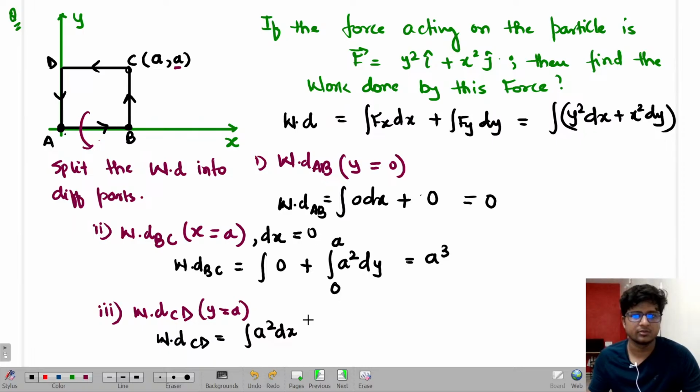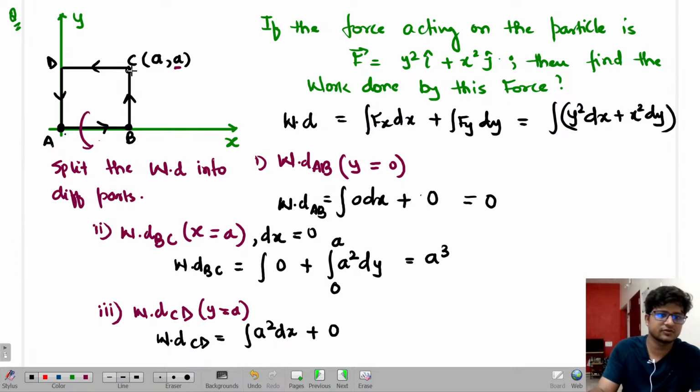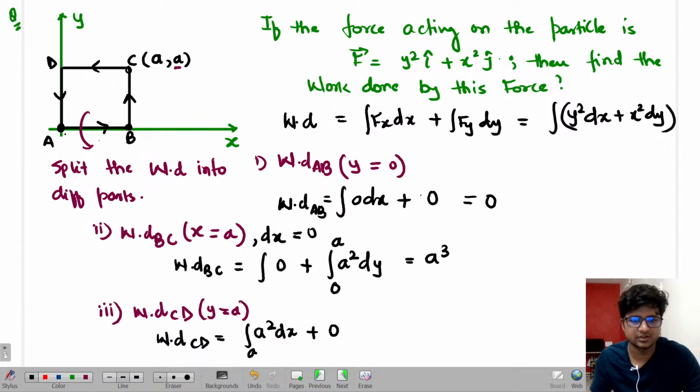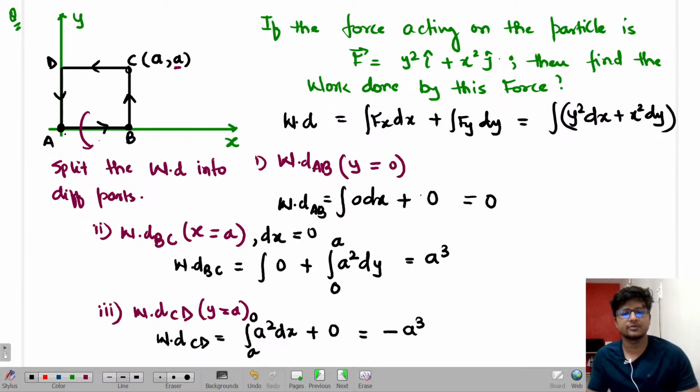But the y component is not 0. And the second component will be 0 because it is not varying along the y axis. Is that clear or not? And then dx goes from where to where? From a to 0. Is that clear or not? So basically this will be how much? Minus a cube. Are you able to get me or not? Clear? Now look into the last part.